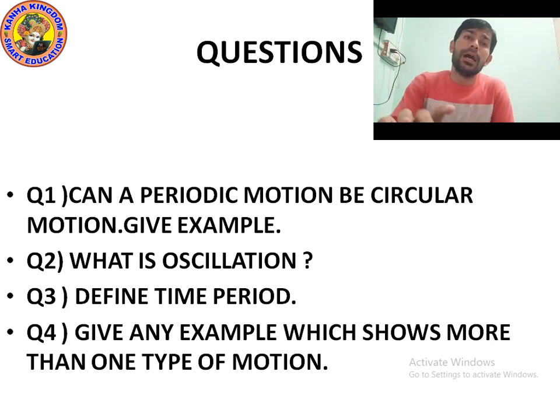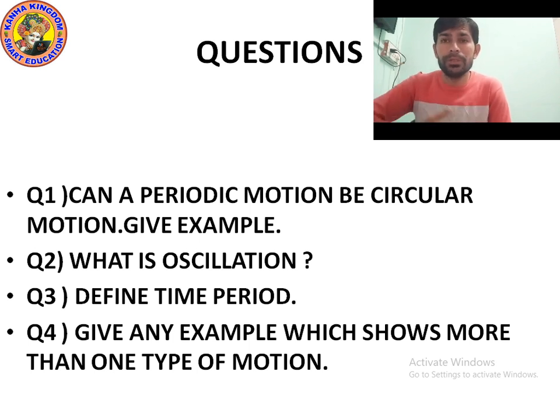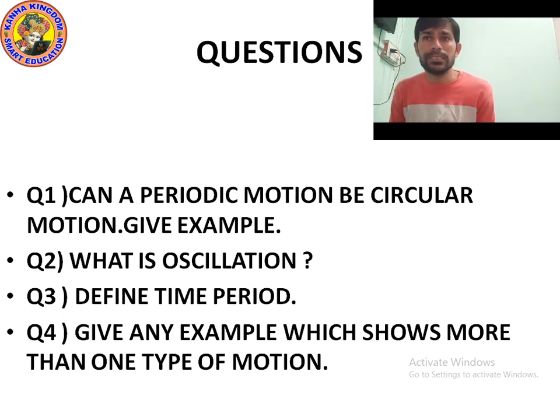And kids, oscillatory motion can also be a periodic motion, because if something is going to and fro and repeating again and again, then it is also a periodic motion. Next question, what is oscillation? Oscillation is also known as oscillatory motion. When a body moves to and fro about a fixed point, it is said to be oscillatory motion.